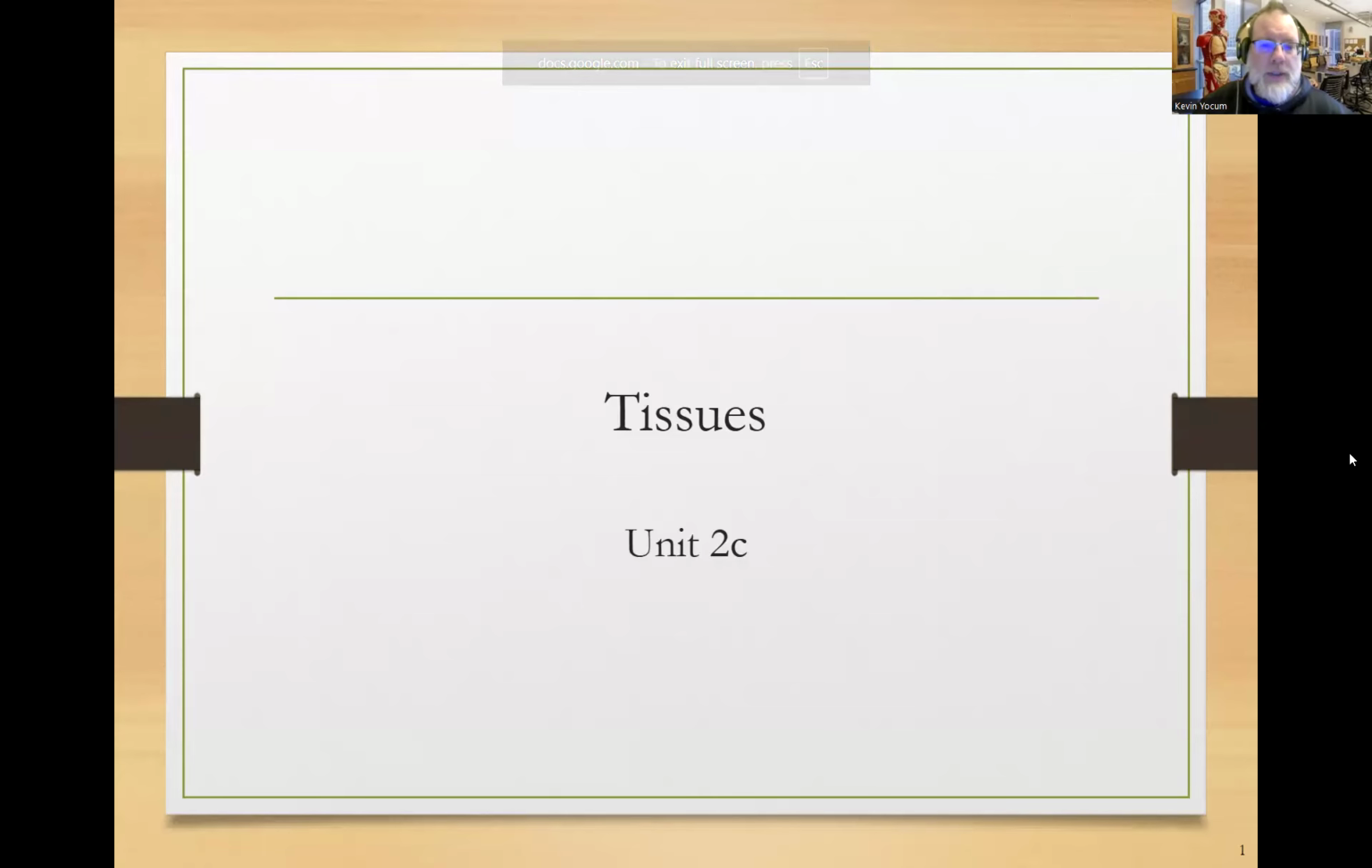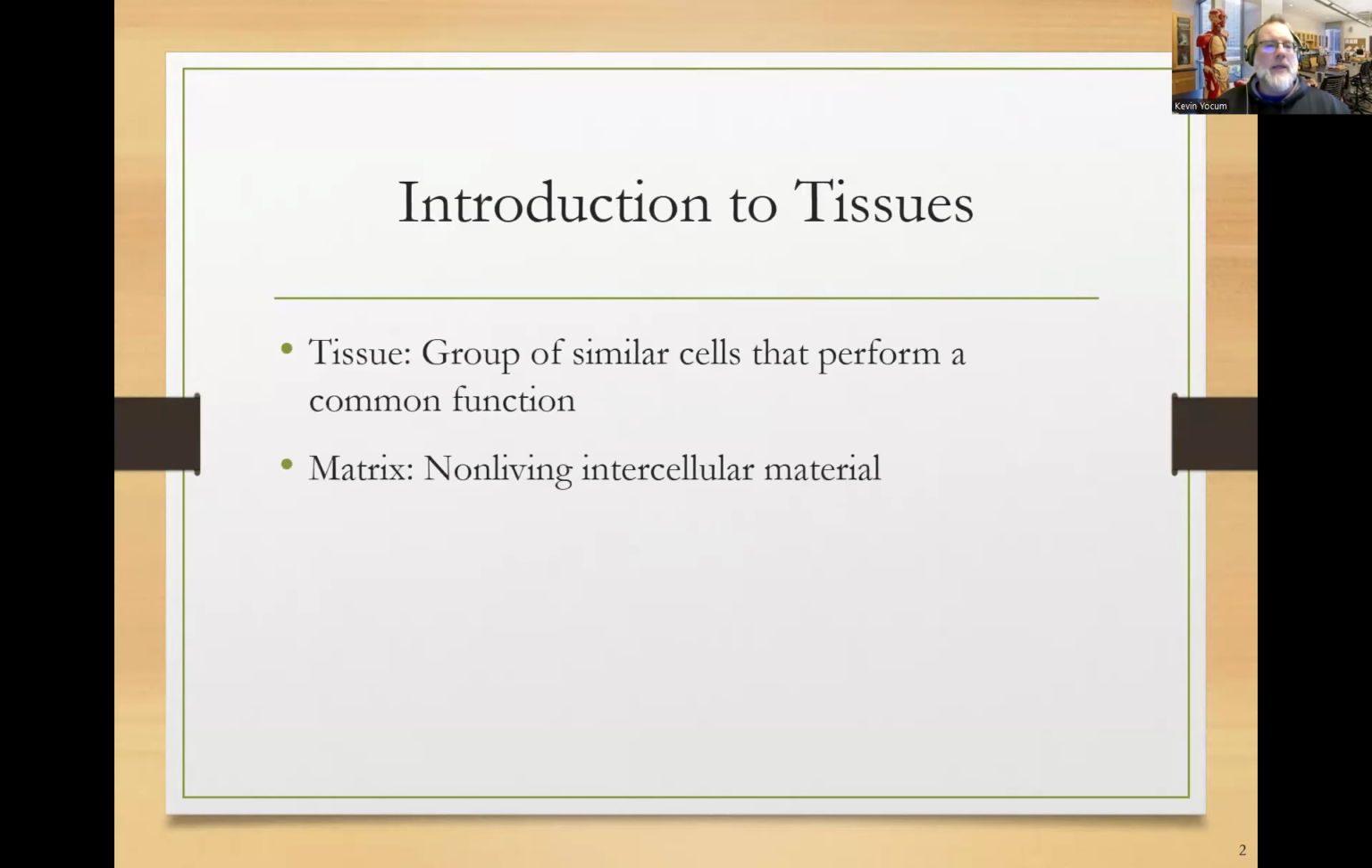Okay, here we are with tissues, Unit 2C. And tissues are a group of similar cells. So last week we looked at cells and all of the different types of cells and cell organelles. And this week, we're going to look at putting those cells together and getting some sort of tissue type. So we're going to see similar cells performing similar functions, making up a tissue.